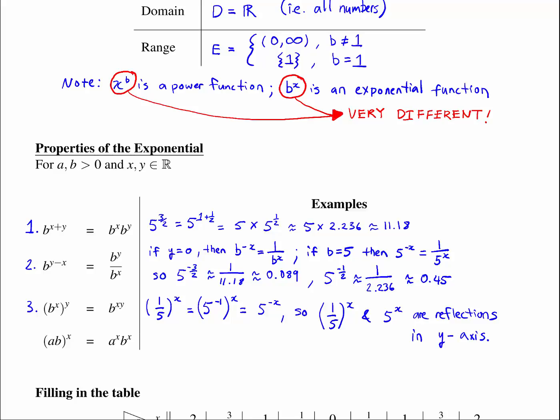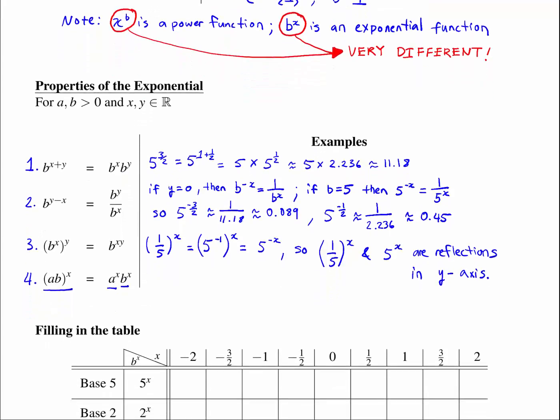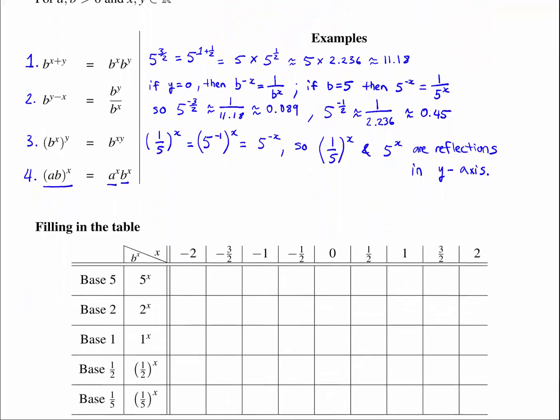And the last property, which we won't need here, so we won't give an example, is a times b, where both a and b are legitimate bases, so they're positive numbers, all to the x is equal to a to the x times b to the x. And so we can now use these examples that we just came up with to fill in this table to give us an idea what 5 to the x looks like.